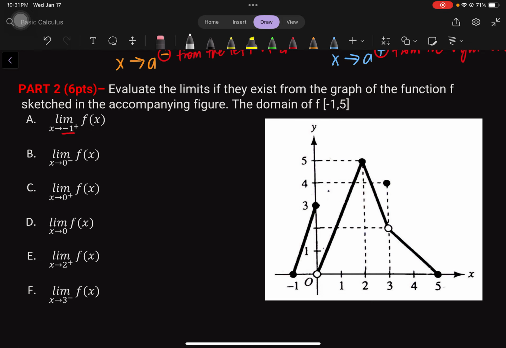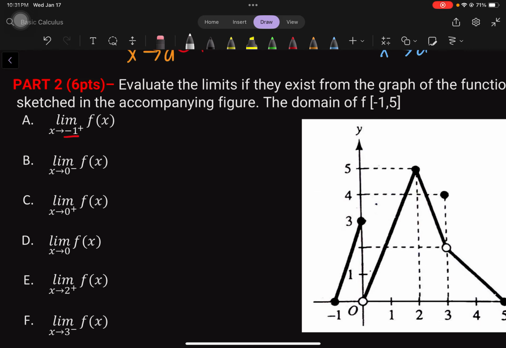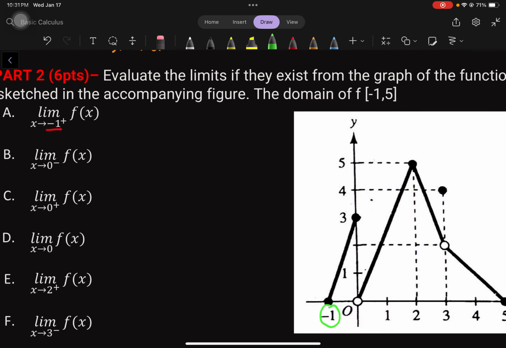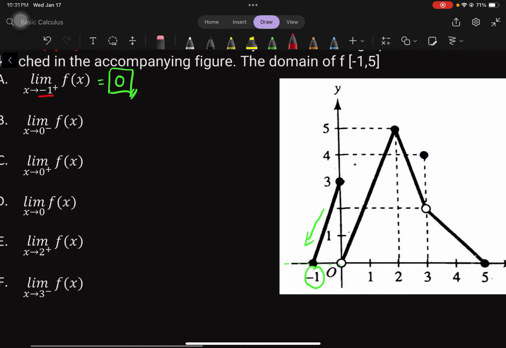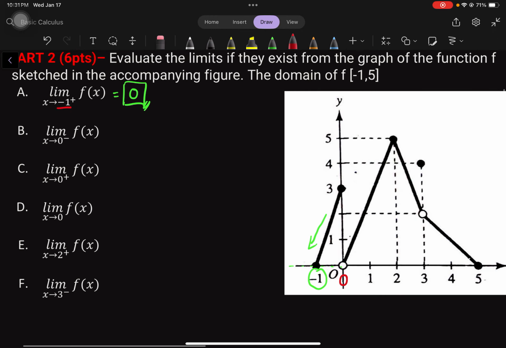So, -1 from the right. From the right ng -1, ito yung -1, yung from the right niya daw, ano magiging value natin? Di ba? Papunta siya kay 0. Ayan yung limit niya. Next. Limit ng 0, ito yung 0 natin, from the left. Galing sa left. Kung mapapansin nyo, papunta siya sa left, equal siya kay 3.